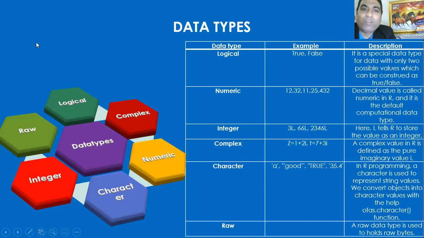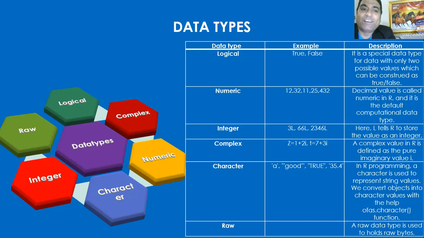Numeric data type, maybe few examples I have already mentioned here. If you refer, this is 12, 32, 11, 25, 432. All these are the example of numeric data type. The integer data type you can see 3L because it's a long. So that is the reason I have used L. The complex data type, okay, it can store multiple things. That is the reason it is named as the complex data type.